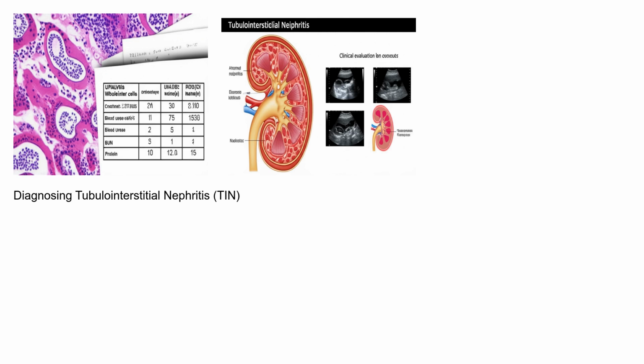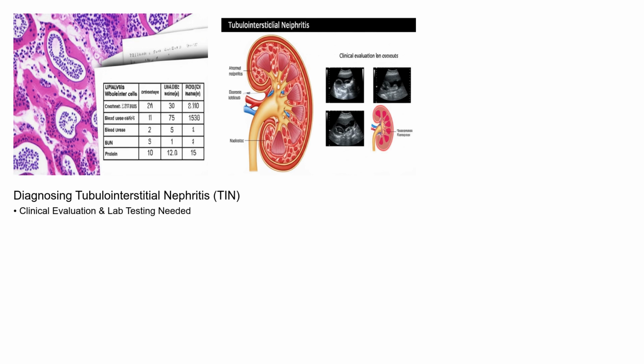Diagnosing tubulointerstitial nephritis requires a combination of clinical evaluation and laboratory testing. Urine analysis often reveals abnormalities, such as white blood cells, red blood cells, and protein in the urine. Blood tests will check kidney function by measuring creatinine and BUN levels. Elevated levels indicate impaired kidney function.